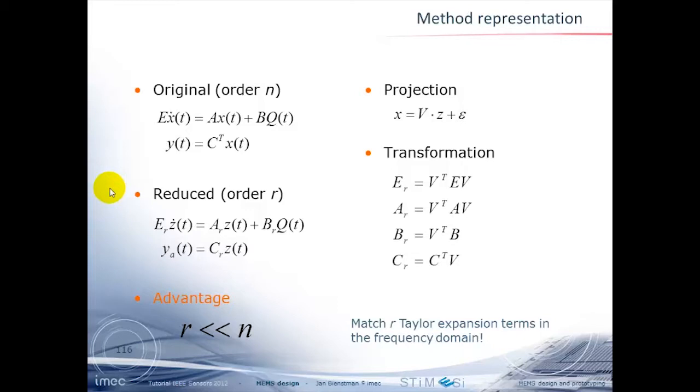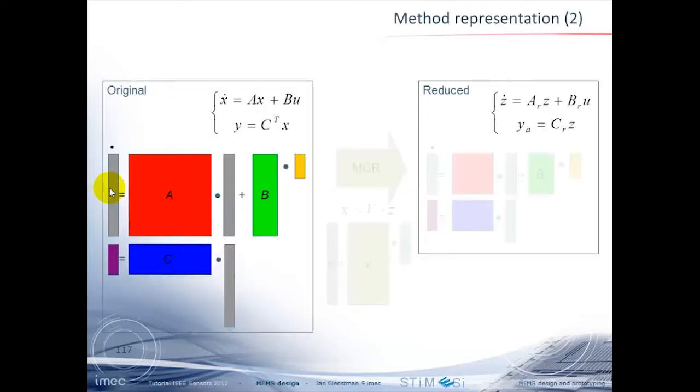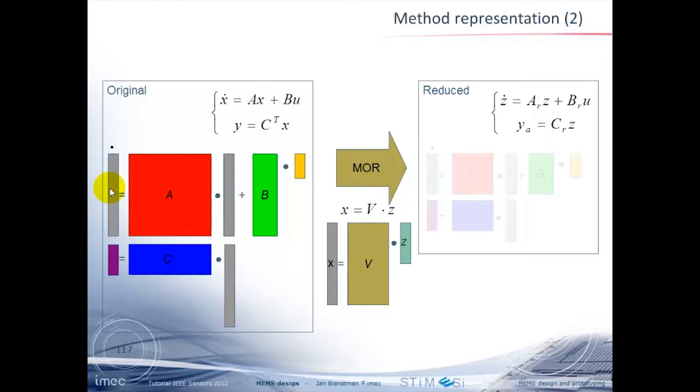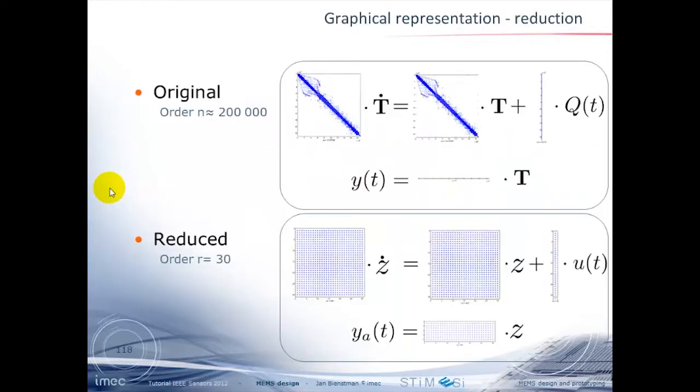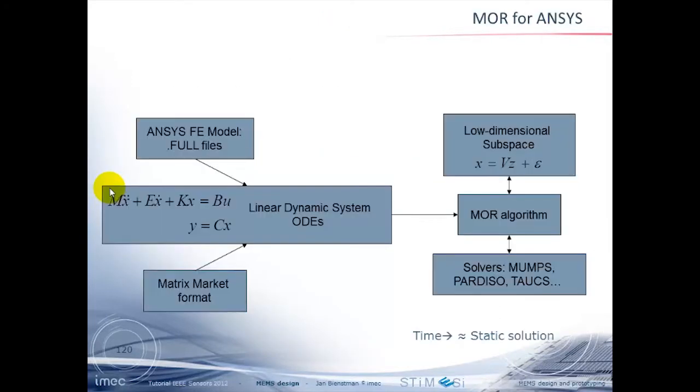How is it done? Actually it matches, so it transforms the structure into the frequency space and tries to approximate only in the frequency domain of your interest. Here it is graphically shown. So this is your state space representation. This is actually the projection, so you have a smaller number of parameters or internal states, and you can calculate the full internal state from that, and you get a reduced order model. So that's already shown.